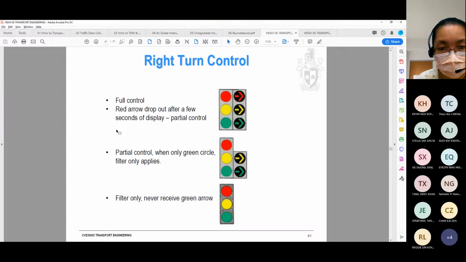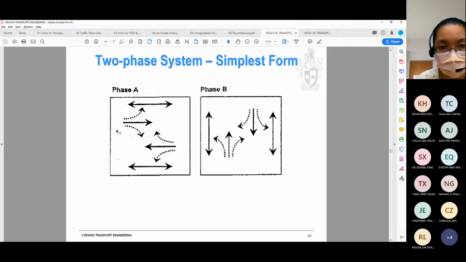Right turn. Now this is a simple two-phase. I don't think you see this a lot in Kuching. I don't recall seeing this in Kuching actually.